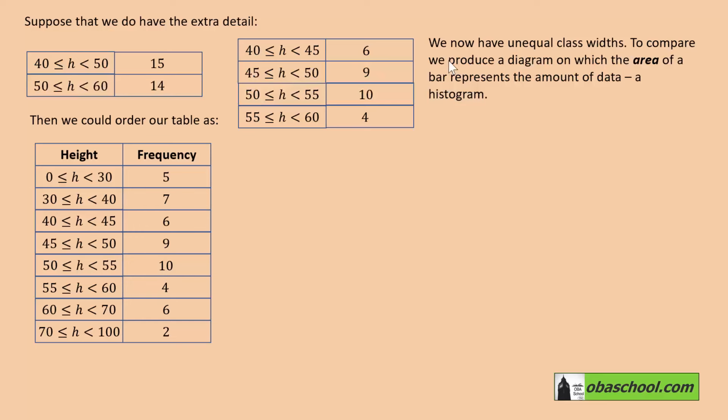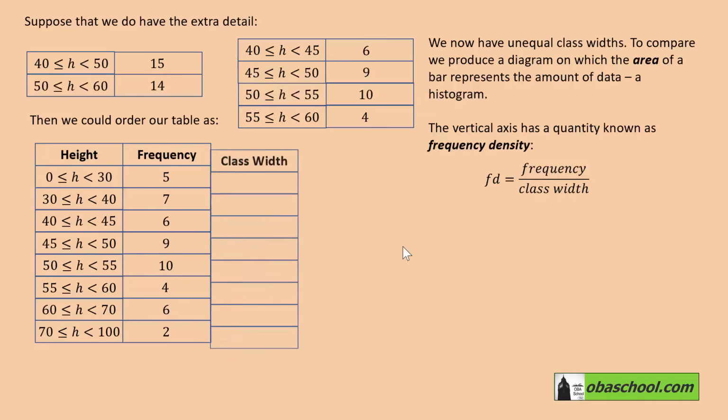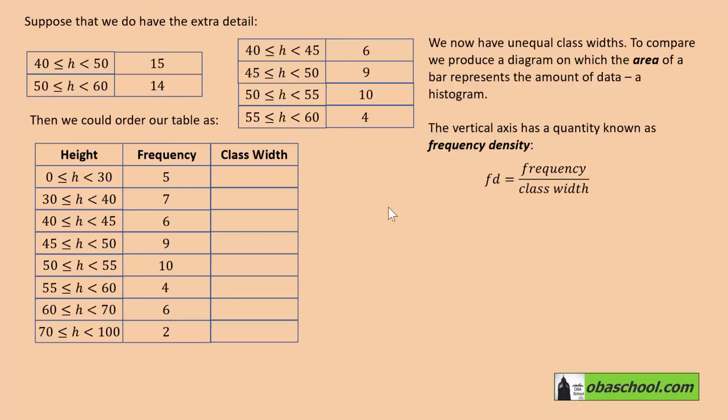To compare, we produce a diagram on which the area of the bar represents the amount of data. In other words, we produce a histogram. The vertical axis has a quantity known as frequency density. Frequency density is equal to frequency divided by class width. So we need to bring in class width.